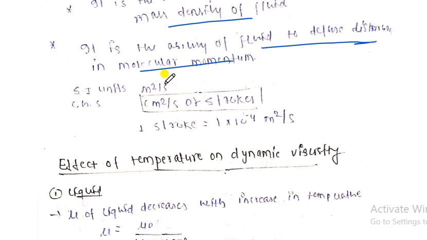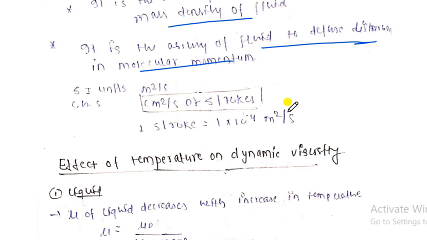In the CGS unit it is the stokes. So 1 stokes is equal to 1 into 10 to the power minus 4 meter square per second. Remember, if anybody asks you the CGS unit of kinematic viscosity, it is the stokes, and 1 stokes is equal to 1 into 10 to the power minus 4 meter square per second.